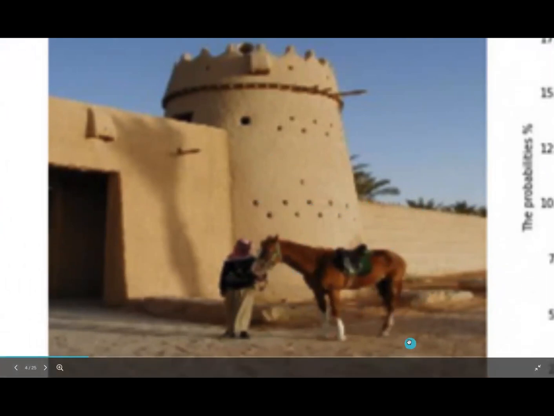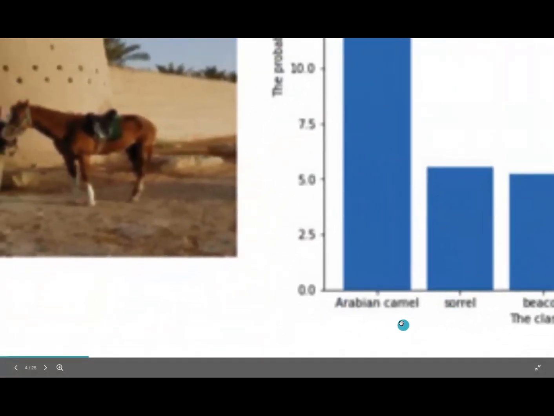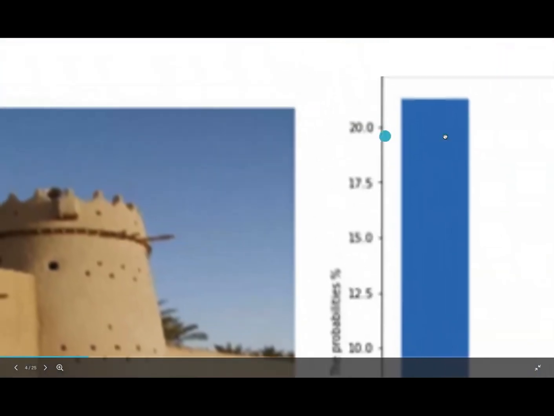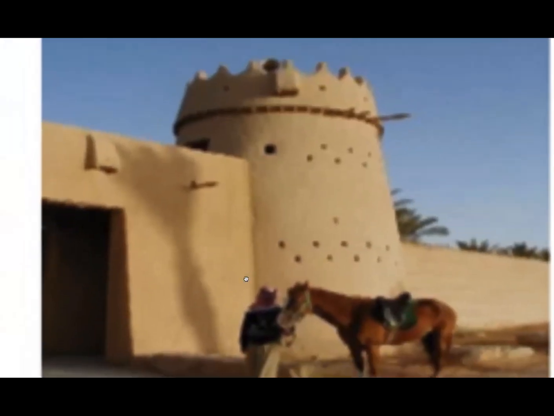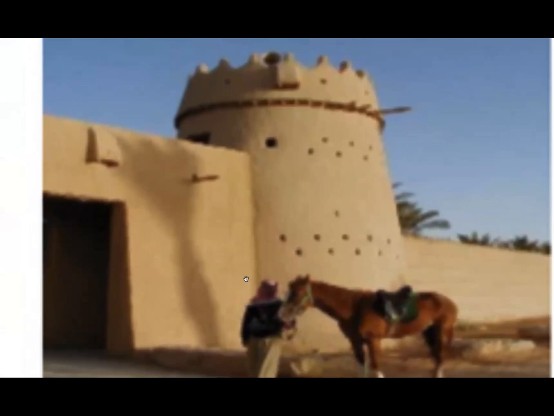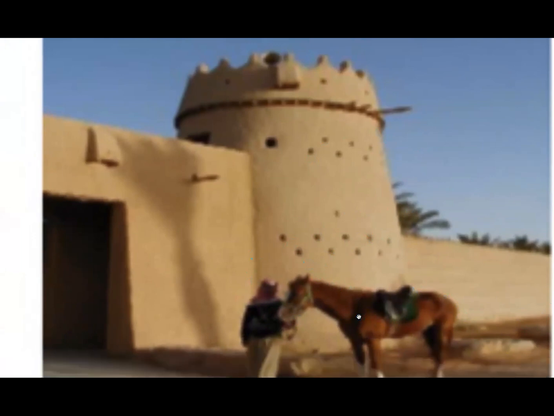Yes, but sadly, a machine learning model, when it looks at this, it will tell you that this animal is an Arabian camel, right? With a very high certainty compared to basically this wrong answer. Can somebody guess why would a machine learning model confuse a very easy and simple, clear horse? The environment. Because of the environment, exactly.